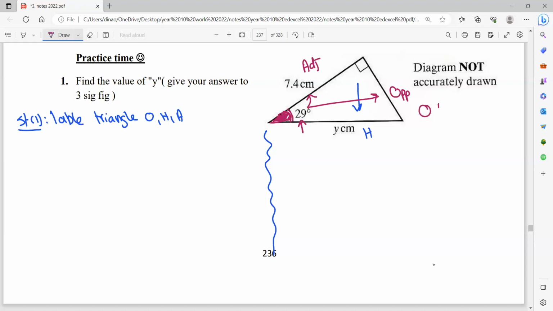This is labeled by capital O. This is labeled by capital A. It's totally up to you. Okay, so again, the side facing the angle is the opposite, and the one connecting it to the 90 degrees, this is the adjacent. So step number 1, label the triangle.